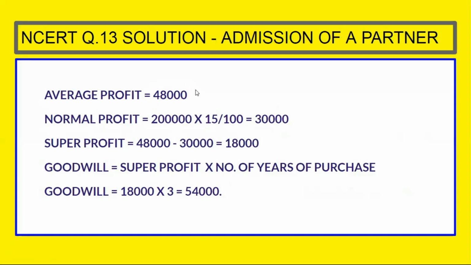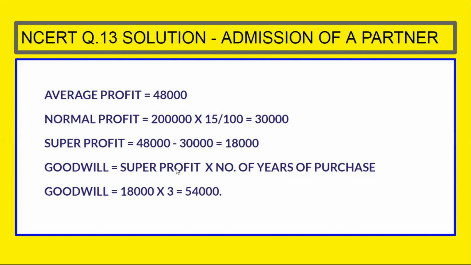First, average profit is 48,000. Normal profit we have to calculate, that is 2 lakh into normal rate of return 15 divided by 100. So 30,000 is the normal profit anyone can make in a particular year in that business. Now super profit is the excess of actual profit 48,000 minus this normal profit 30,000. So 18,000 is the excess profit the firm earned.